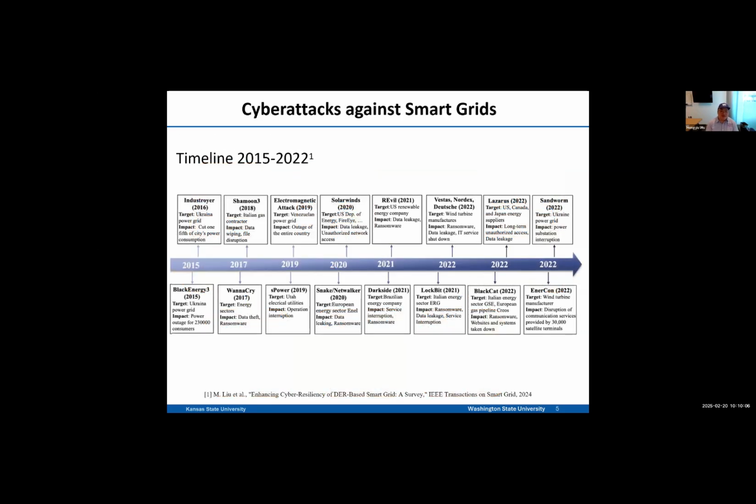Since the 2015 Ukrainian blackout, the power grid has become a primary target for cyber attacks. This timeline shows the major cyber incidents between 2010 and 2020, which reveal a growing frequency and sophistication of those attacks. Notably, recent incidents such as Revel and Enercon demonstrate that the renewable energy industry is also increasingly being targeted. This highlights an evolving threat landscape.